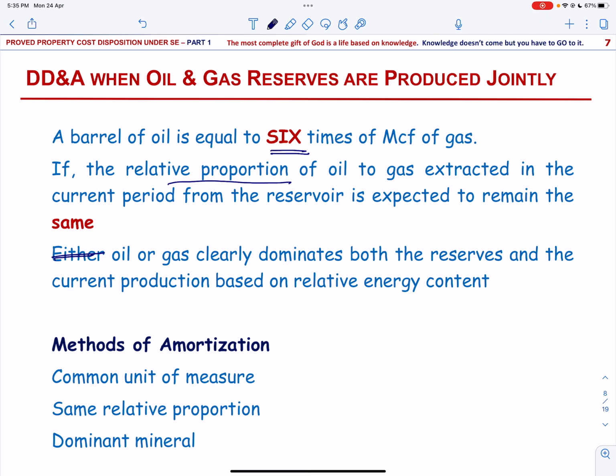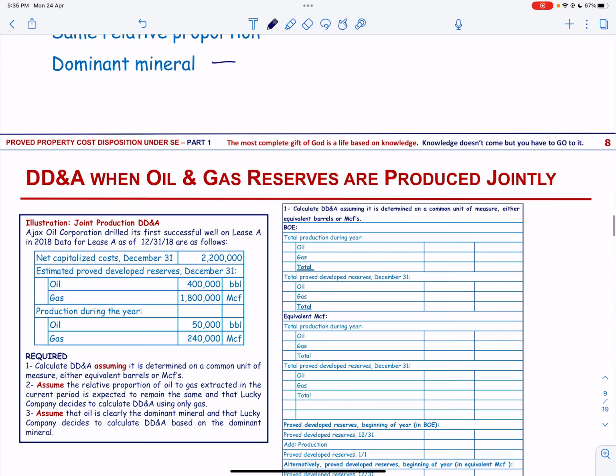If these conditions are satisfied, then amortization can be done by three different methods if oil and gas reserves are produced jointly. First, it can be a common unit of measure, that is converting to a common energy unit. It may be same relative proportion using either oil or gas, or it may be dominant mineral, using the dominant mineral. Let us solve an illustration in this regard.